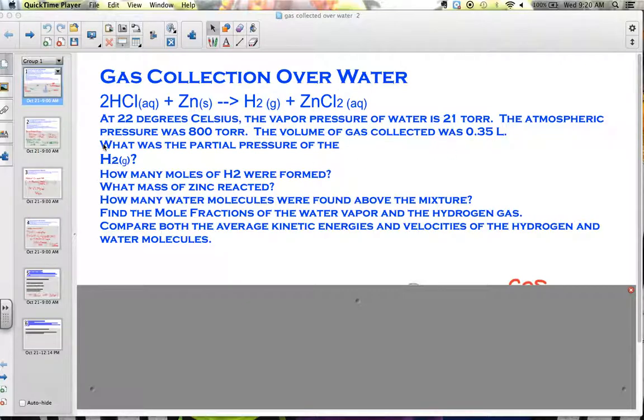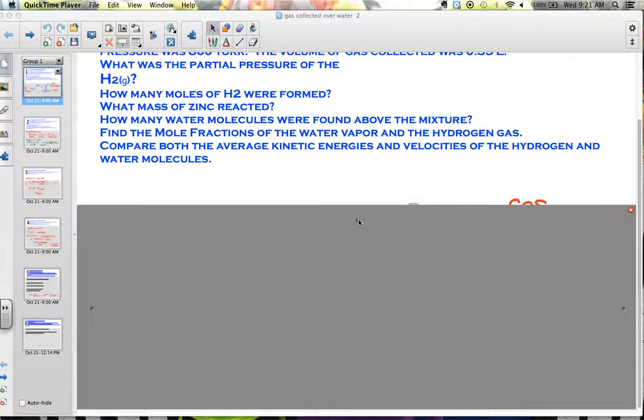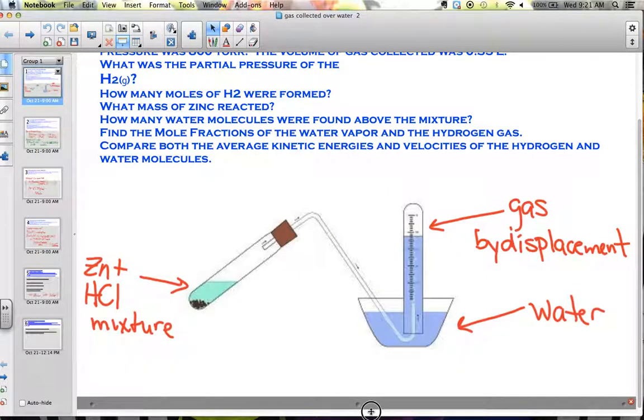They might ask a bunch of different questions like partial pressure of the hydrogen collected, moles of hydrogen formed, mass of zinc reacted, water molecules found above the mixture, mole fractions, kinetic energies, and velocities of the different gases. So what we're talking about is collecting gas by displacement over water.